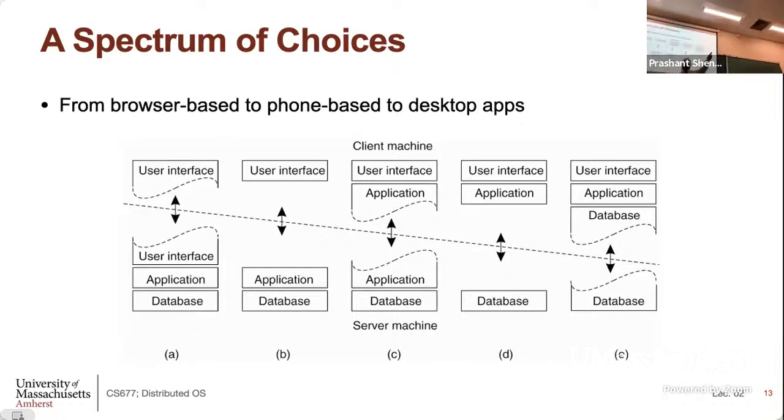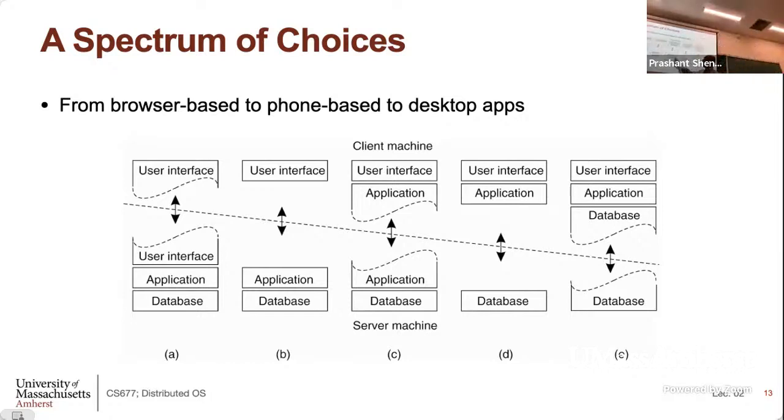And then at the other end, if you use JavaScript or something, there may be some processing of that user interface on the client. Everything else is happening on the server. That's one way you partition the three components between the client and the server.